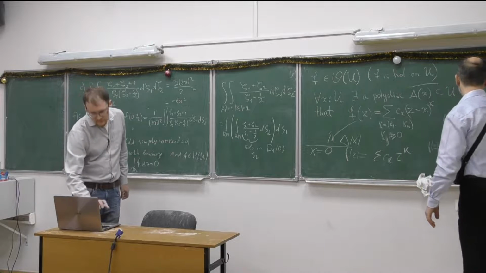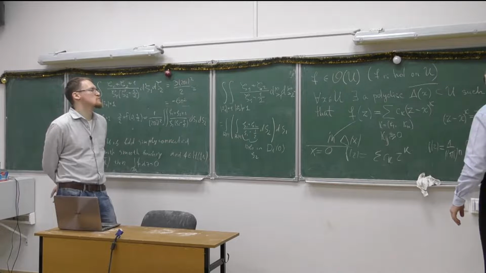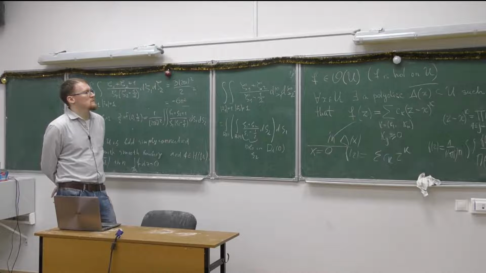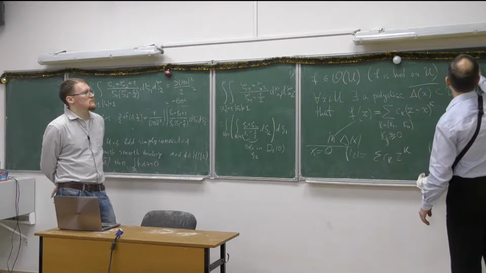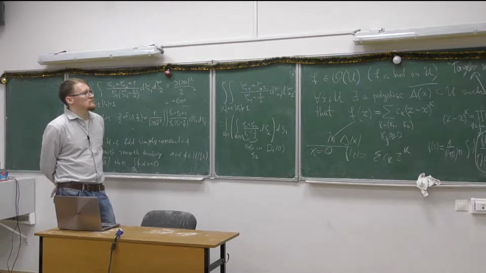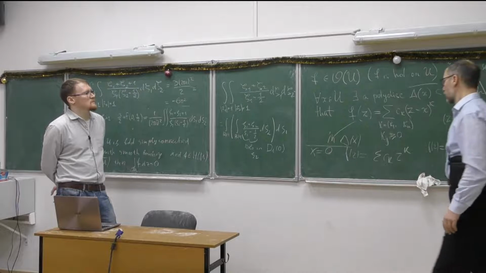times the integral of f of zeta divided by the product of (zeta_j minus z_j), d zeta_1, etc., d zeta_n. Here it is, the Cauchy formula. And first of all, my suggestion is the following: to make a Taylor series for the integrand, using the following trick.